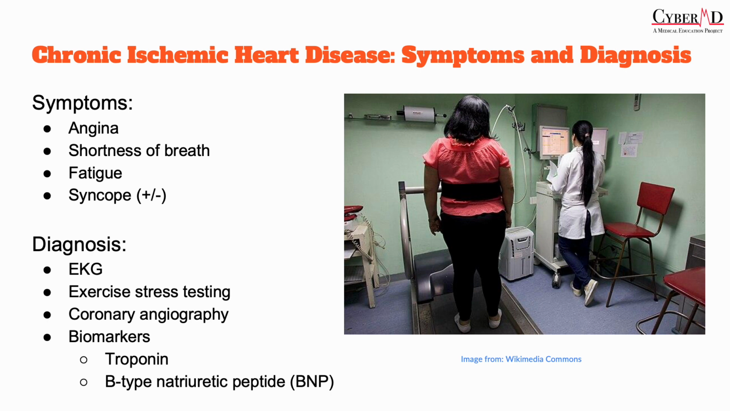Diagnosis of chronic ischemic heart disease involves history and physical examination, as well as an EKG, maybe exercise stress testing, and possibly even imaging studies such as coronary angiography. You can also get biomarkers such as troponin and a BNP, that's B-type natriuretic peptide. These can also be helpful in making diagnosis of chronic ischemic heart disease.